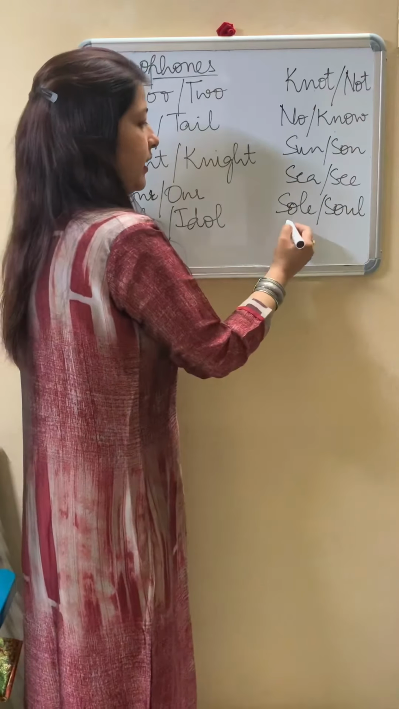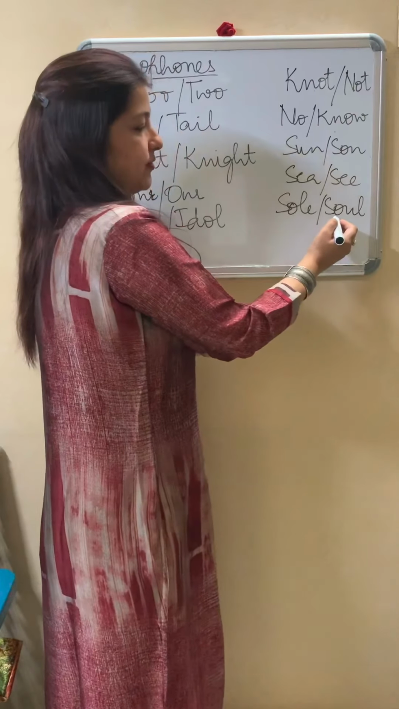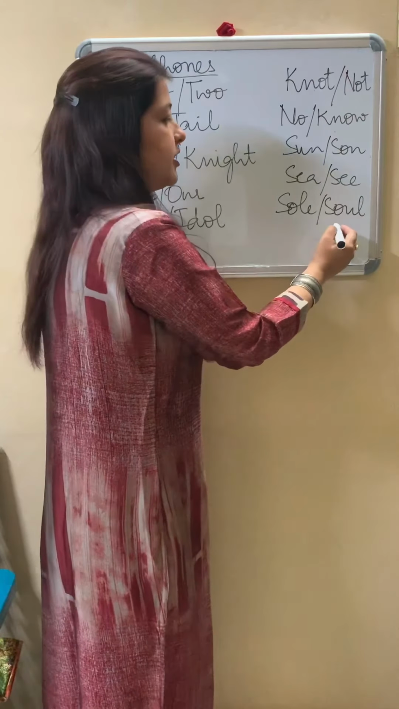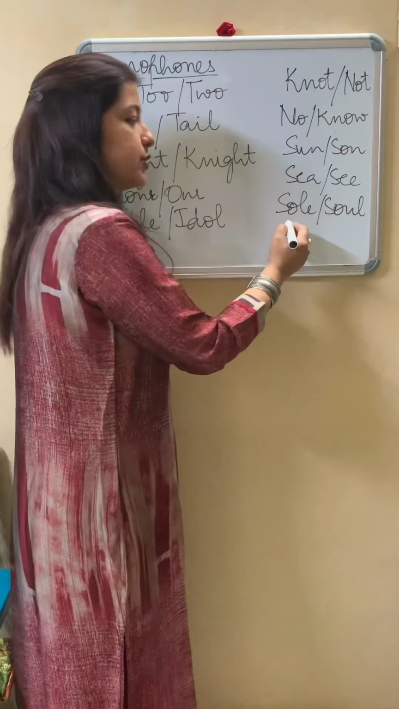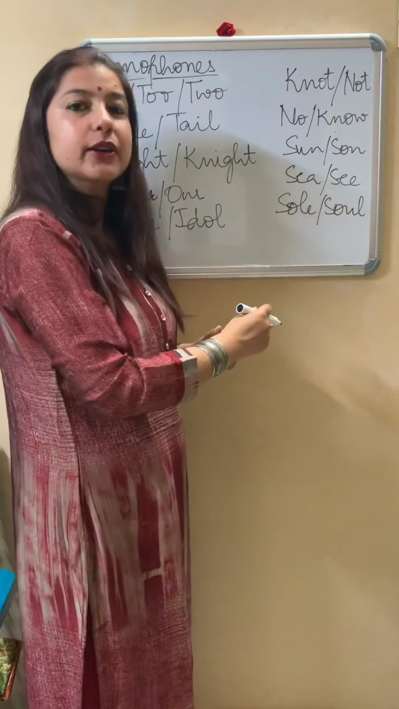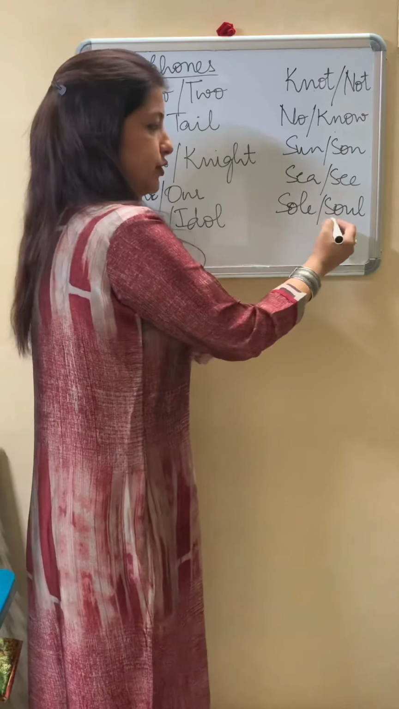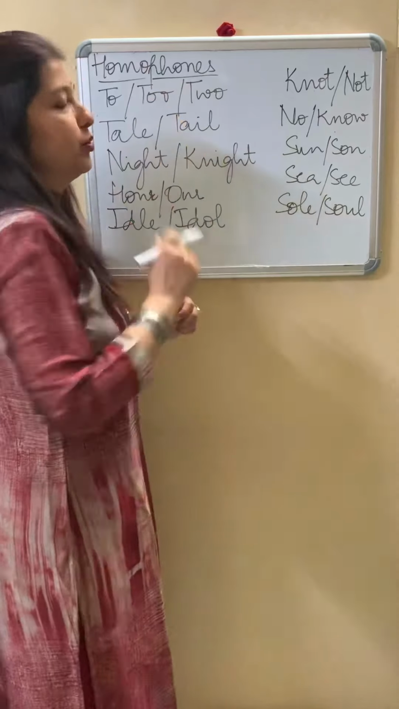So, I was the sole listener to the music which was comforting to my soul. I was the sole listener, the alone listener, to the music which gave comfort to my soul. Okay, so these are some examples of homophones.